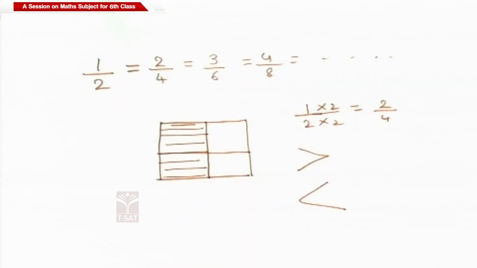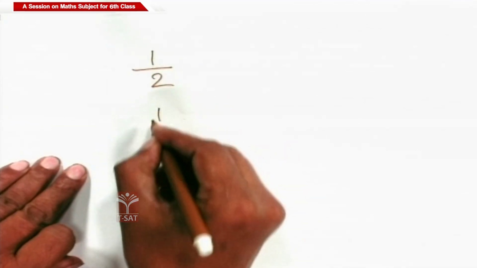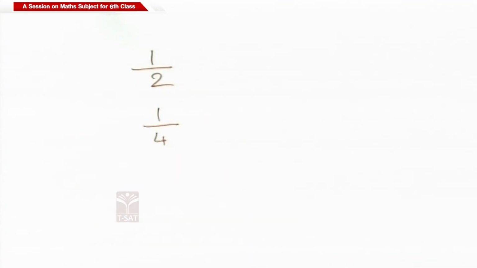Actually, at the sixth class level, the point that we have to understand is, suppose we are taking 1 by 2 and 1 by 4. Take that example, 1 by 2 and 1 by 4. How do we compare these two fractions?